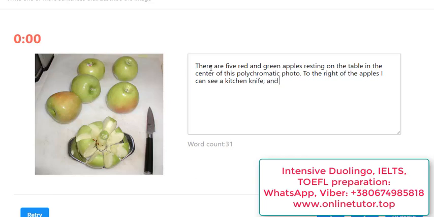and below, okay, they're not actually below, but and below there, oh, I'm sorry, there is a small tray with a sliced apple on it. Yeah, something like this, you see?